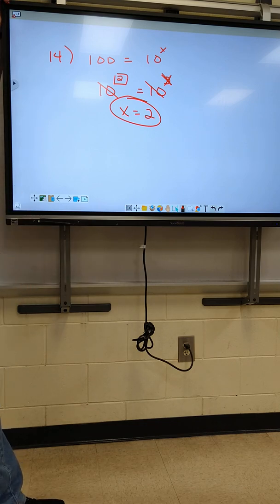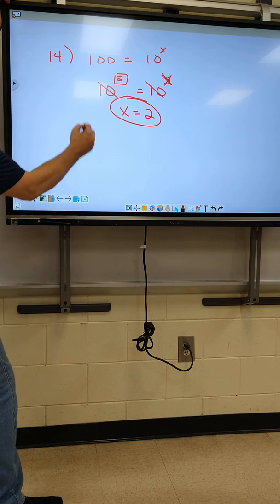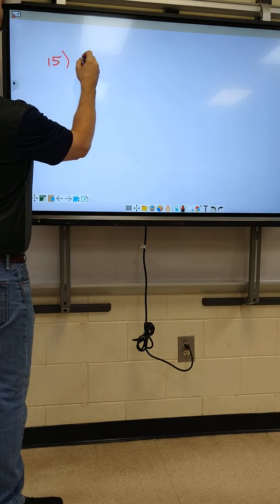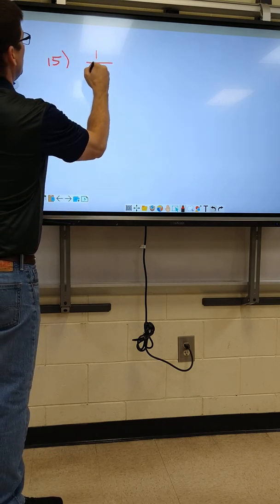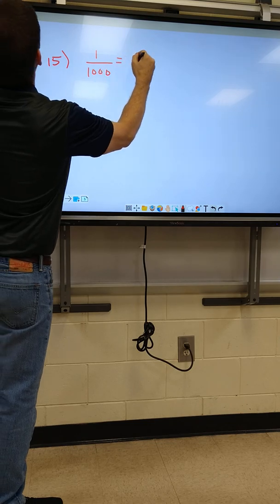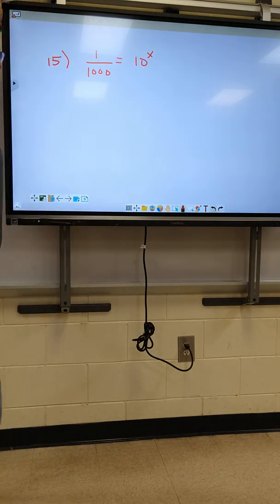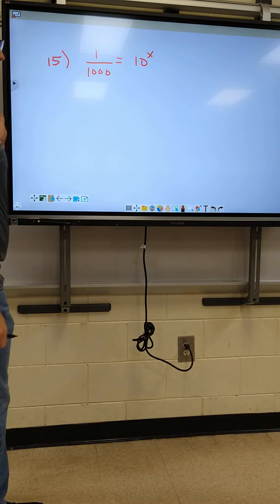All right, can I go to 15? I feel like 15's gonna be easy. They're all getting pretty easy. 1 over 1,000 equals 10 to the x. All right, so what's the first step? Good. We've got to make the numbers the same, remember. So the right side is already 10 to the x, so I got to make the left side 10 to some power.